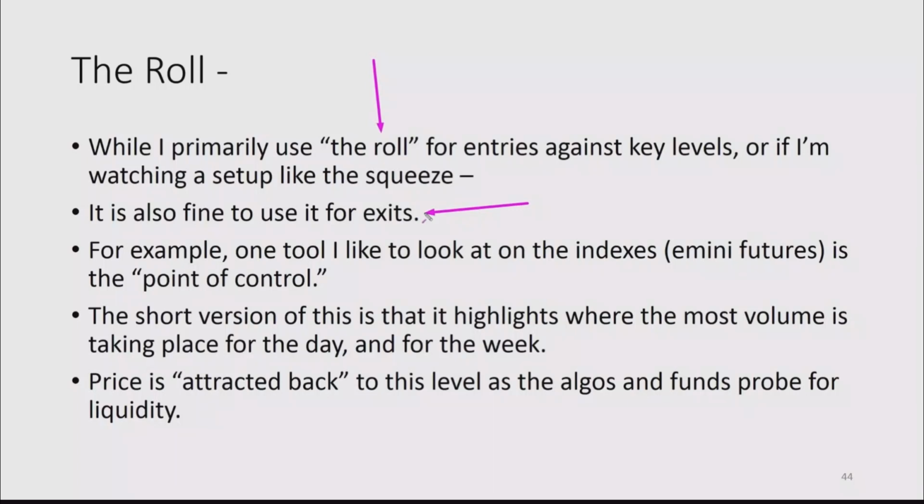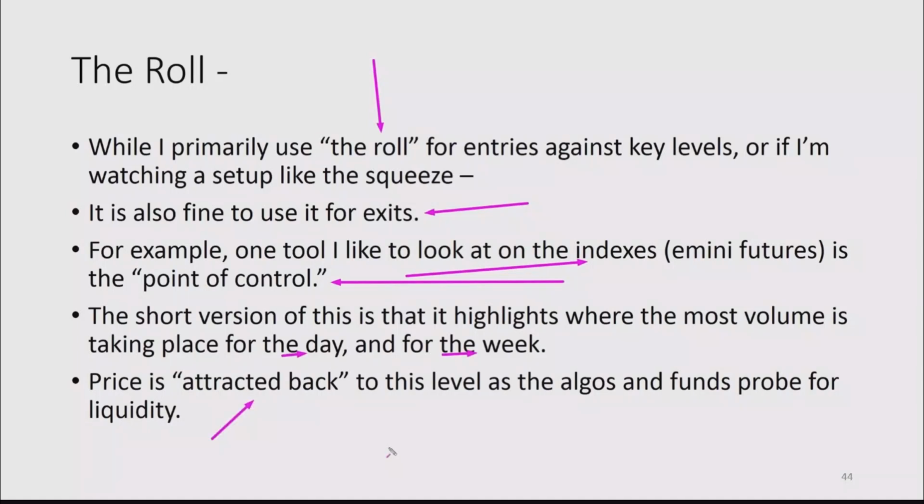So one example is on the indexes, like say for the E-mini futures, I like to use what's called the point of control, which is something that's part of Thinkorswim, and I think it's in TradeStation too. The short version of this is that it highlights where the most volume is taking place for the day, and the way I've got it set up also for the week. Price is attracted back to this level as the algos and funds probe for liquidity.